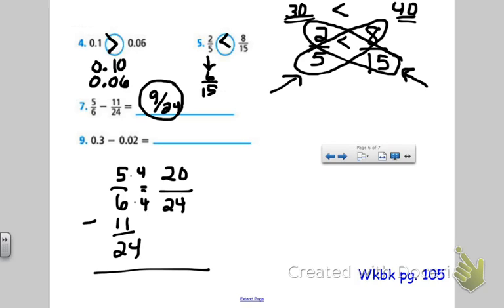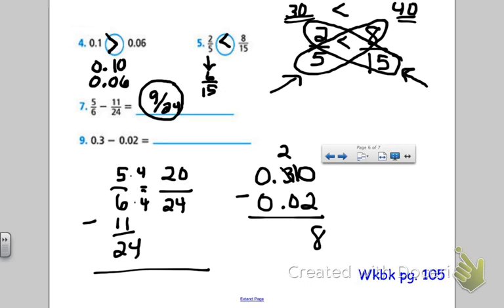20/24 minus 11/24 is going to give me 9/24. And for number 9, I have 0 and 3/10 minus 0 and 2/100. Remember, you can add zeros on so you have the same number of digits in both numbers, and then do the subtraction. 0 minus 2, I can't do that. I'm going to have to borrow. Borrow from my 3, bring over the 1. 10 minus 2 gives me 8. 2 minus 0 is 2. Of course, 0 minus 0 is 0. And I bring my decimal point straight down, and I end up with 28/100.